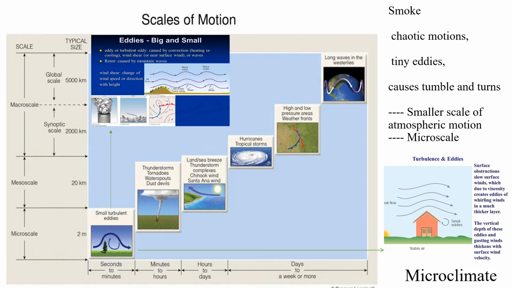At the microscale level, eddies with a diameter of a few meters or less not only disperse smoke, but they also fly away branches and dust and papers into the air. They form by convection or by wind blowing past obstructions and are usually short-lived, lasting for a few minutes at best.